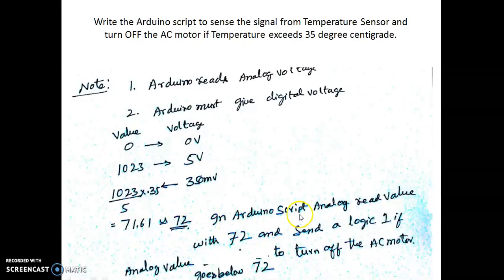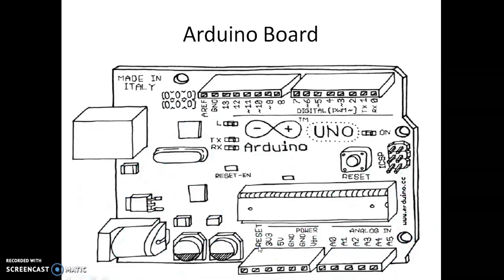That is, in the Arduino script, the analog value that is read has to be compared with 72, and we have to send a signal of 0 or 1. We send a signal 1 if the analog value goes above 72 to turn off the AC motor. So this is what we are supposed to do here.